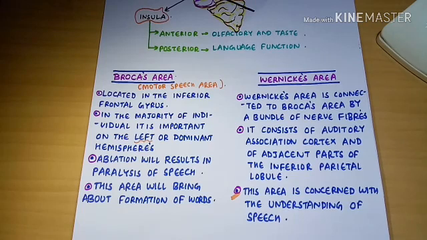So the two areas controlling speech are Broca's area and Wernicke's area. Broca's area is called the motor speech area, whereas Wernicke's area is the understanding of speech area. That's all for this part of the video. We'll be covering the remaining section of the cerebrum in the next part of the video.